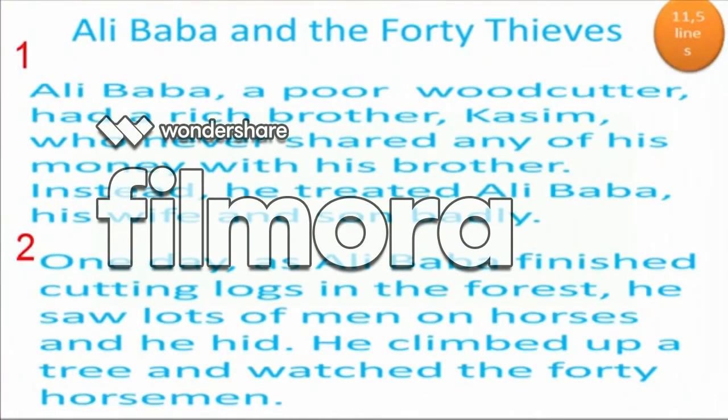Let us take the first passages of the story of Ali Baba and the 40 Thieves. The first reading. Listen please. Ali Baba, a poor wood cutter, had a rich brother, Qasim, who never shared any of his money with his brother. Instead, he treated Ali Baba, his wife and son badly. One day, as Ali Baba finished cutting logs in the forest, he saw lots of men on horses and he climbed up a tree and watched the 40 horsemen. So this is the first reading.